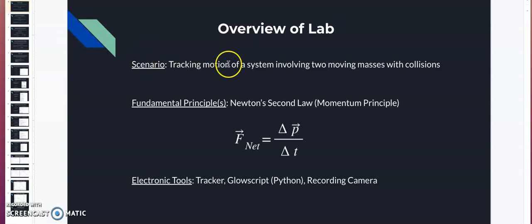So a quick overview of the lab. We're tracking the motion of a system involving two moving masses with collisions involved. We'll see that in a moment. The fundamental principle in play is Newton's second law, which relates the net force of a system to the change in momentum per time. And the electronic tools used were Tracker, a close grip, and a recording camera.